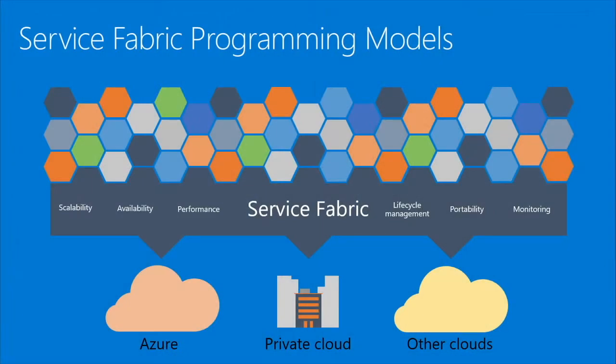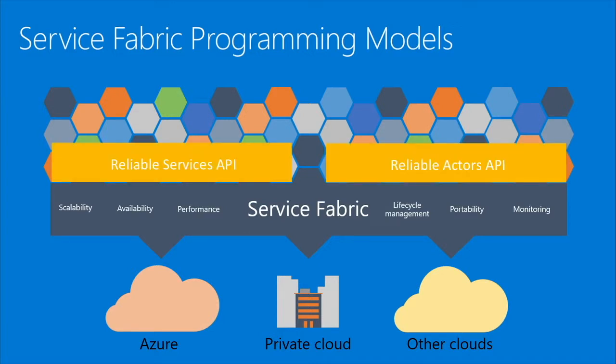Service Fabric itself has an SDK, and as well as providing a platform for all these features, we provide two out-of-the-box programming models. One of those we call reliable services, another one we call reliable actors. And both of these help you build applications, because that's what we're trying to focus on as developers, with capabilities where you don't have to worry about the underlying infrastructure.